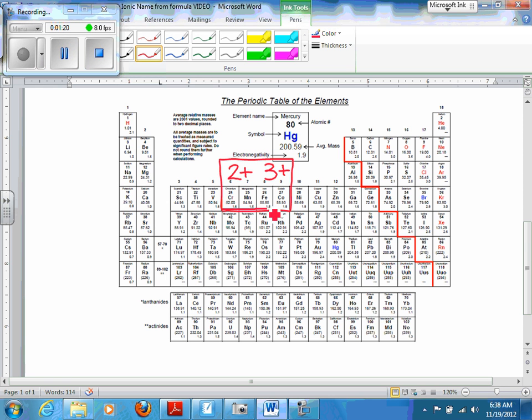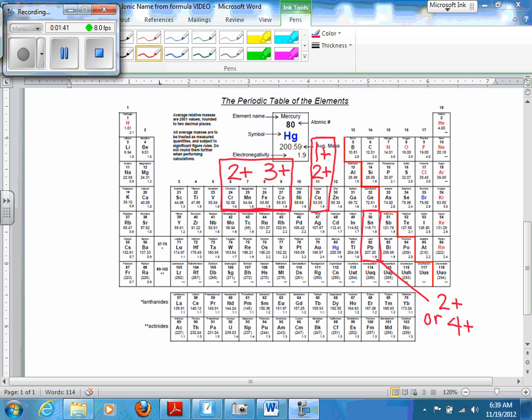Chromium, manganese, iron, and cobalt can have a 2+ or a 3+ charge, very commonly. Copper can have a +2 charge or a +1 charge. Tin and lead can have a 2+ or a 4+ charge. So when we go to naming those, there needs to be an indication of which one you have. Okay, let's go back to type 1.